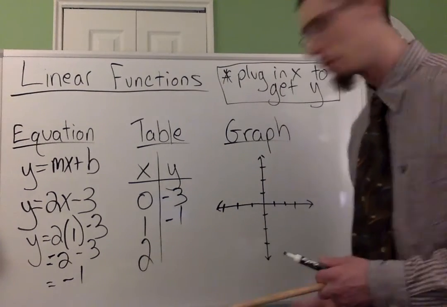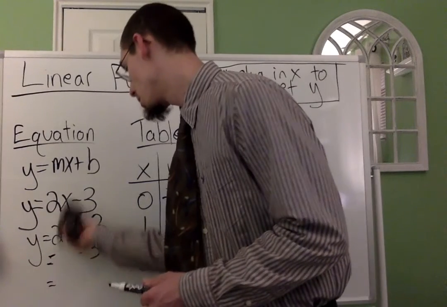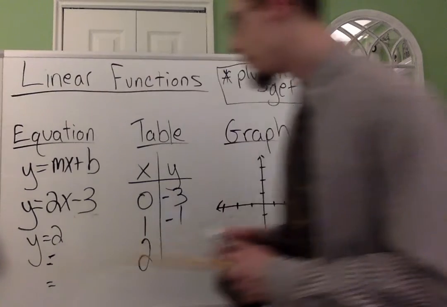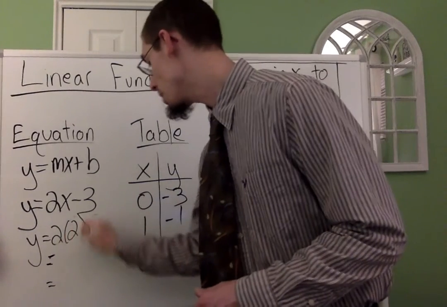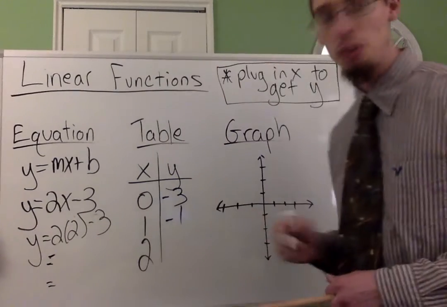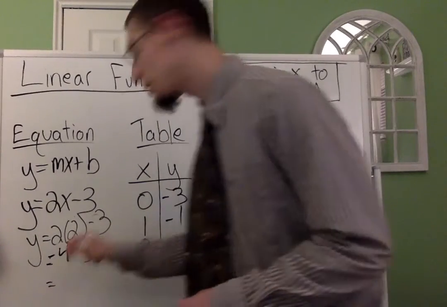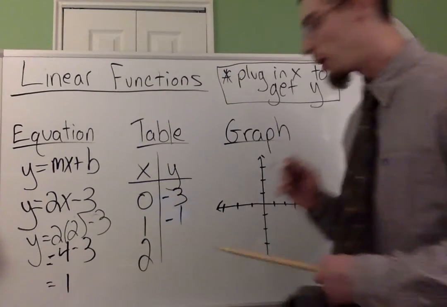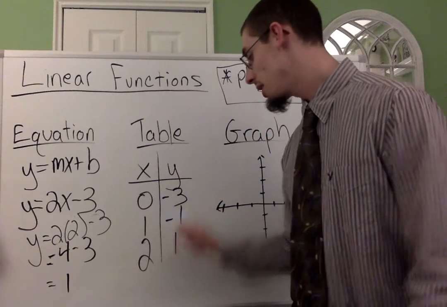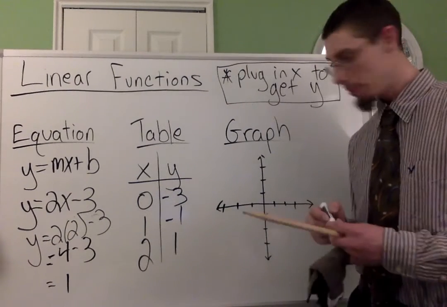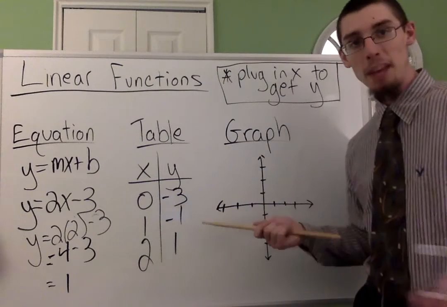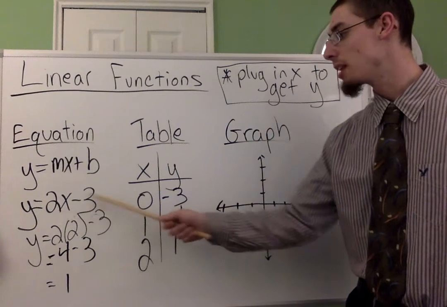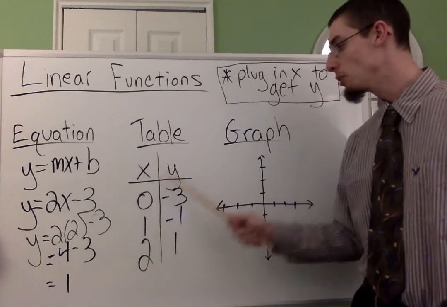And we'll do the same thing with the number 2. So if I plug in 2 here, we'll get 2 times 2, which is 4 minus 3. And then 4 minus 3 is positive 1. So when I plug in positive 2 for x, I get positive 1 for y. So this is my table, right? So we started with the equation, y equals 2x minus 3. And the result was this table.